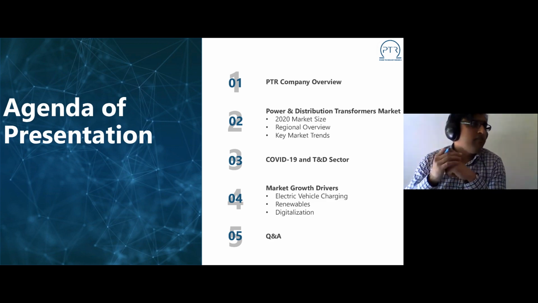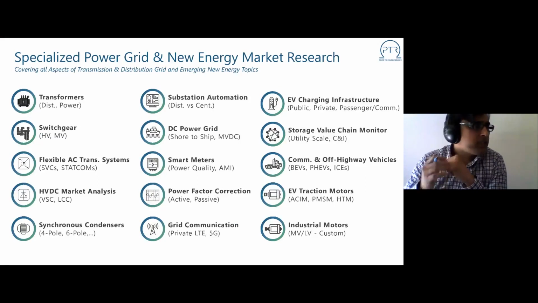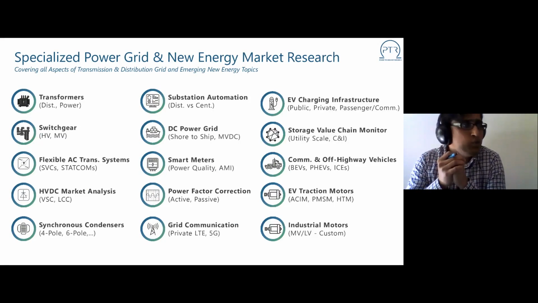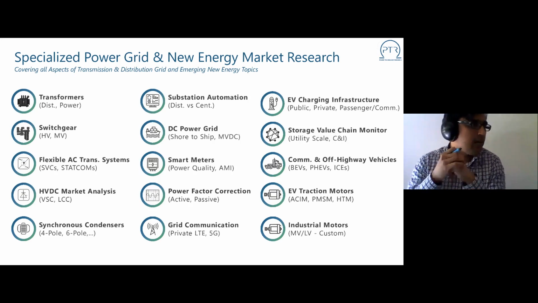To start off with the company introduction, PTR is a market research company really focusing on 2 key areas: power grid and anything which is in and around the power grid. These are the topics that we cover on a global level. As you see, starting from the legacy grid equipment, transformers, switchgear, flexible AC transmission systems, HVDC, synchronous condensers. So all of legacy grid equipment is something that we have been covering for 5 years.